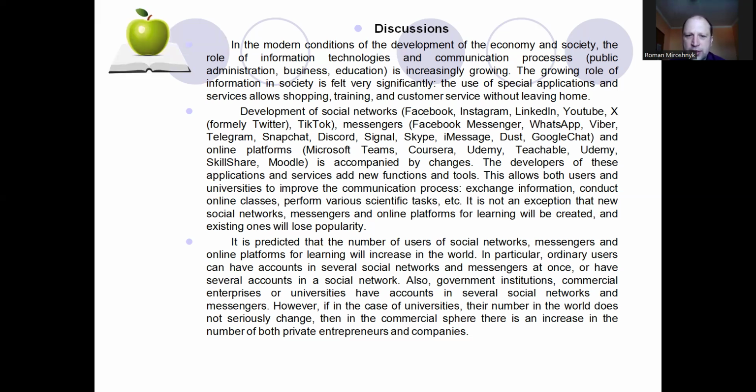It is not expected that new social networks, messengers, and online platforms for learning will be created and existing ones will lose popularity. It is predicted that the number of users of social networks, messengers, and online platforms for learning will increase in the world. In particular, an ordinary user can have accounts in several networks and messengers at once, or have several accounts in social networks. Also, governments, institutes, and commercial enterprises have accounts in several social networks and messengers. However, in the case of universities, the number in the world does not change seriously. In the commercial sphere, there is an increase in the number of both private entrepreneurs and companies.